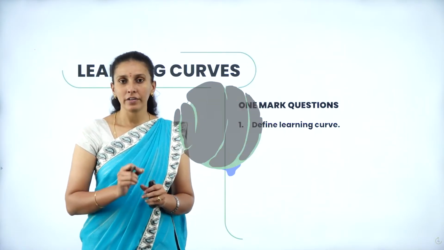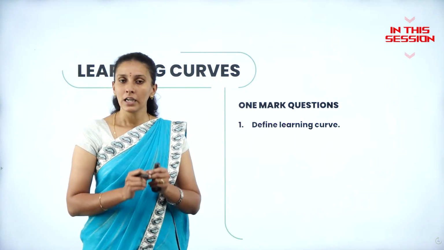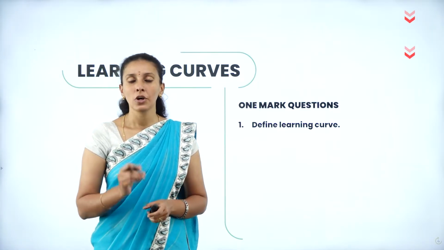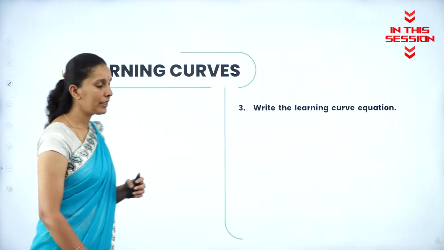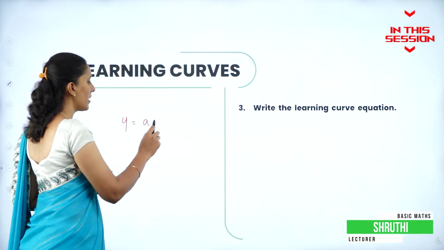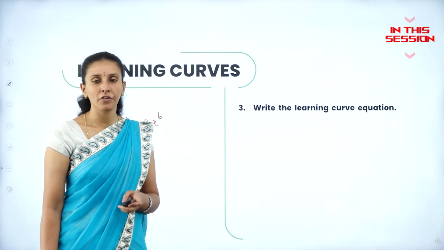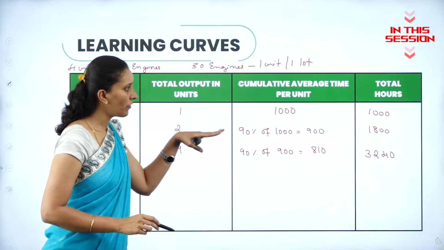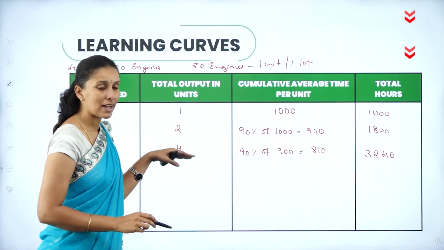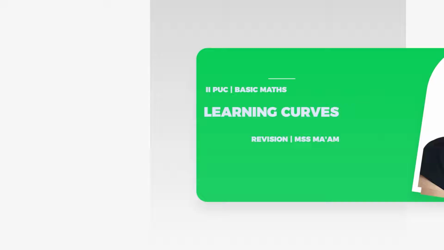The learning curve is the curvilinear relationship between the decrease in average labor hours to the increase in total output. So the learning curve equation is given by y is equal to a x to the power b, where b is the index of learning. Total number of hours to produce 4 lots, that is 120 engines, is 3240.